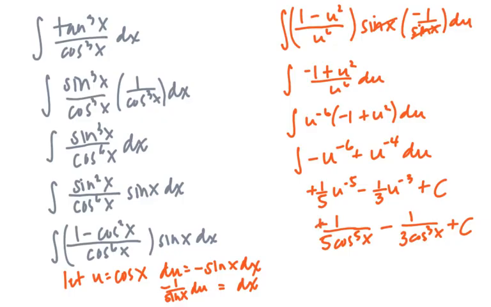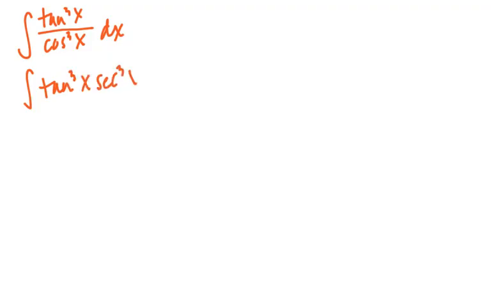So look at that same problem, tangent to the 3rd x over cosine to the 3rd x dx. So we could start this problem as the integration of tangent to the 3rd x secant to the 3rd x dx and use the trig identities like in section 7.2. So I know that the derivative of secant is secant tangent. So I'm going to do tangent squared x secant squared x tangent x secant x dx.